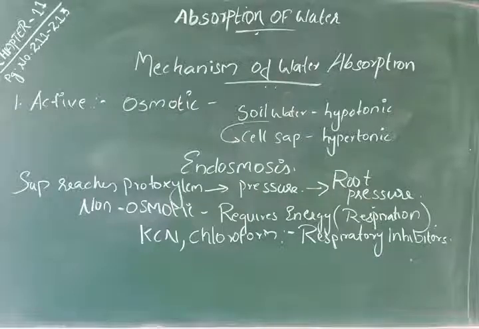So the soil water is always hypotonic in nature, that is, the solvent concentration is high, whereas cell sap is hypertonic in nature, that is, the concentration of solvent is less, whereas the concentration of solute is high. So endosmosis takes place. Endosmosis means the movement of water molecules from the hypotonic to the hypertonic solution. So the cell sap containing water is now converted from hypertonic to hypotonic.